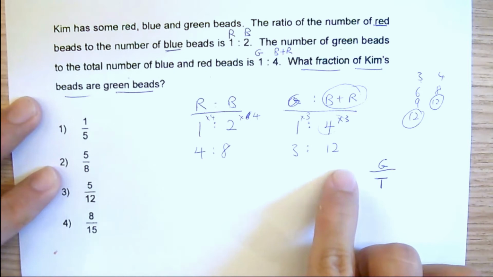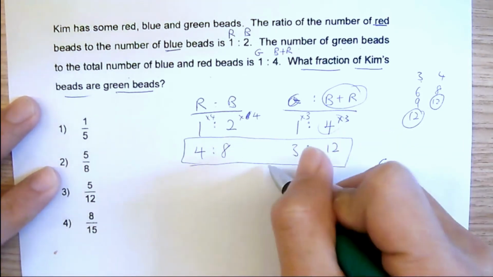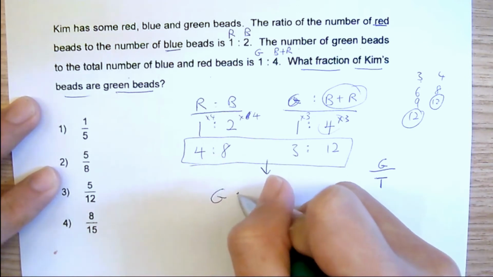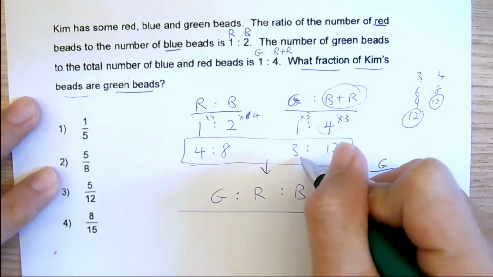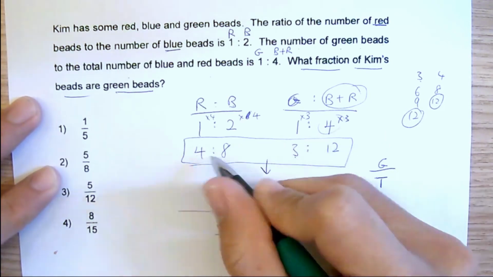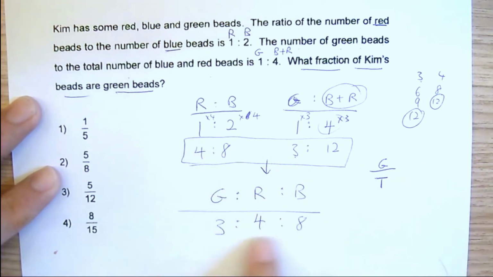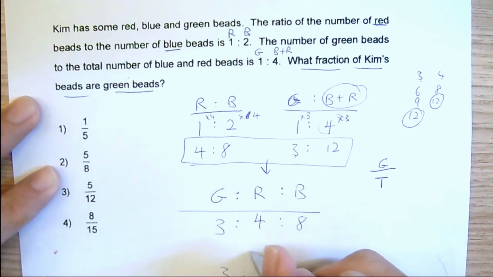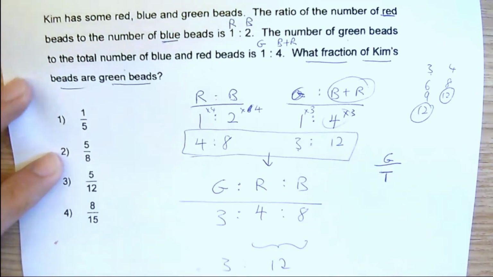Now 4:8, right? You can use this information to change this to this. Green is to red is to blue. Your 3 doesn't change, it's still like that. And then your red and blue will be 4, 8. The answer actually doesn't change from here, because it is still 3 is to this plus this equals 12. See, it's still the same. You're only splitting them up.